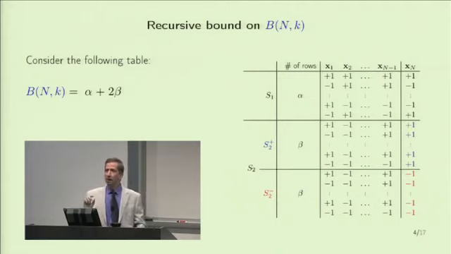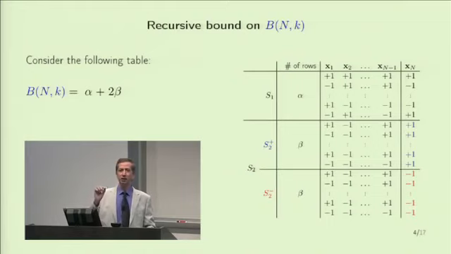Okay? So now I am going to try to find a handle on alphas and betas so that I can find a recursion for the big function B of n and k. B of n and k are the maximum number of rows, patterns, I can get on n points such that no k columns have all possible patterns. That's the definition. I'm going to relate that to the same quantity on smaller numbers, smaller n and smaller k.